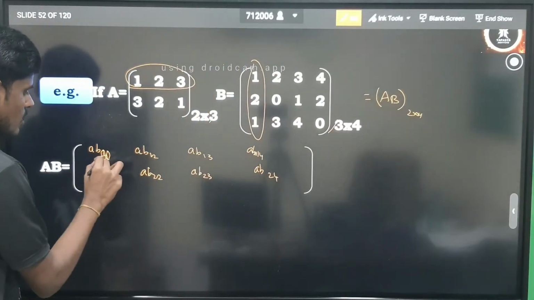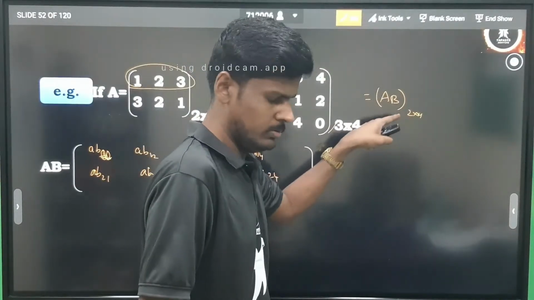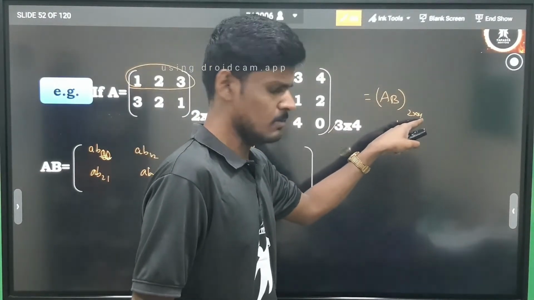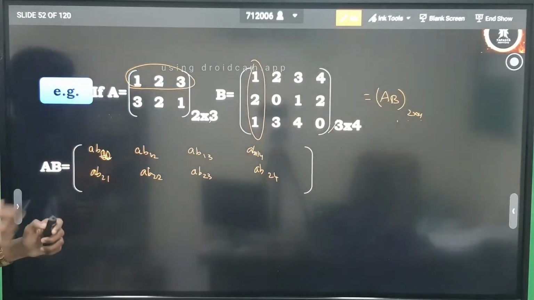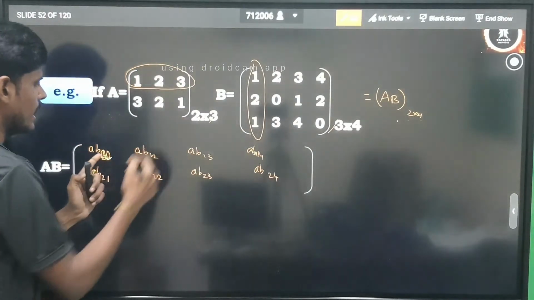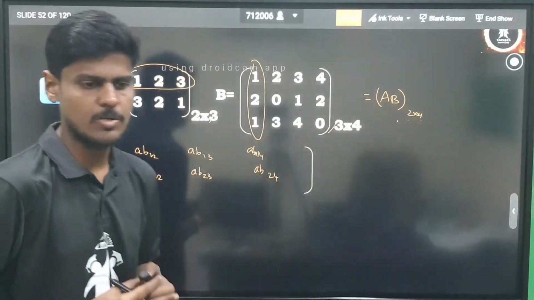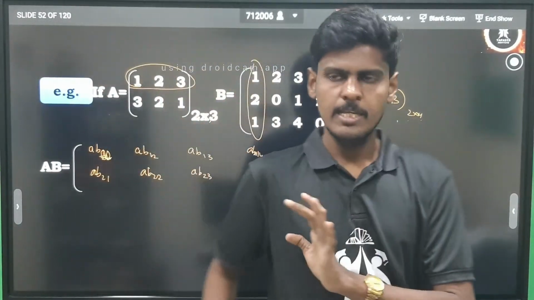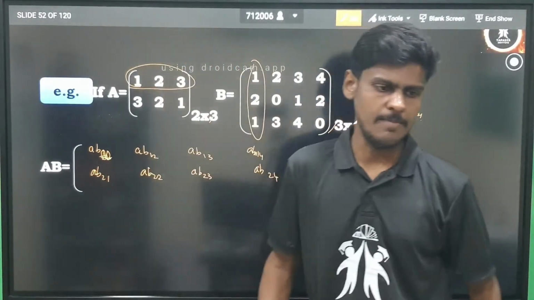This one is the row of the first matrix, column of the second matrix. That is the resultant row of the first matrix by column of the second matrix. So we take the first row of the first matrix and the column of the second matrix. Now how to find this value AB11? We just multiply the corresponding elements of this row and column and add.